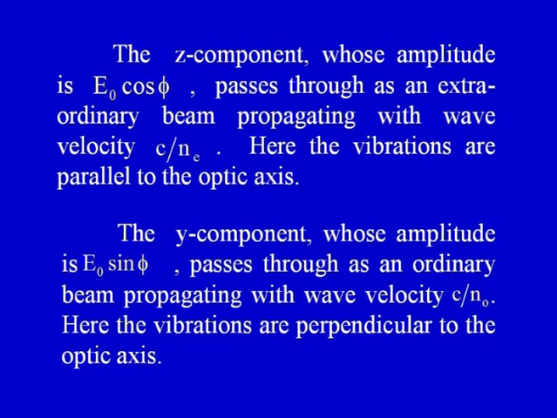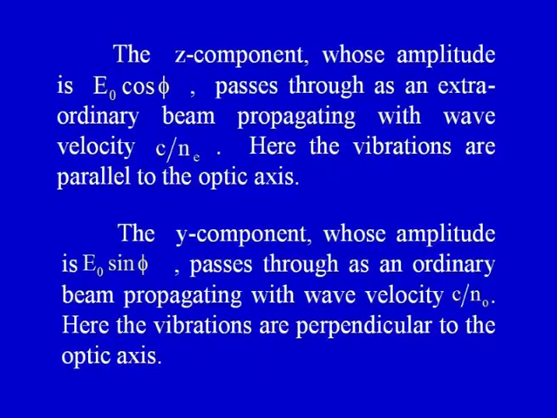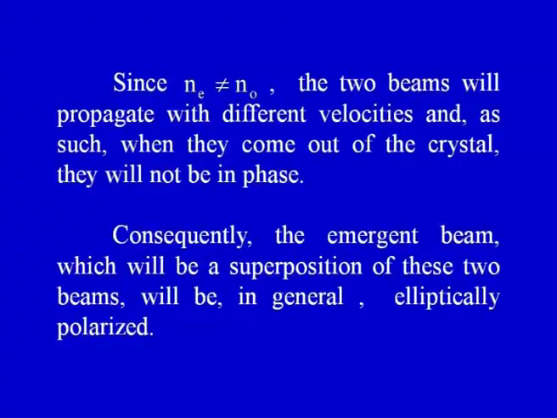Here the vibrations are parallel to the optic axis. The y component, whose amplitude is E naught sin phi, passes through as an ordinary beam propagating with the wave velocity c over n0. Here the vibrations are perpendicular to the optic axis, also perpendicular to the propagation direction. Now, since n e is not equal to n0, the two beams will propagate with different velocities, but there will not be any separation in this case because they are incident normally. And as such, when they come out of the crystal, naturally they will not be in phase.